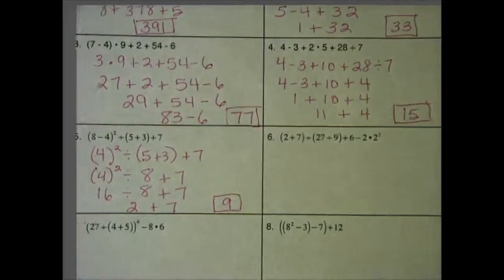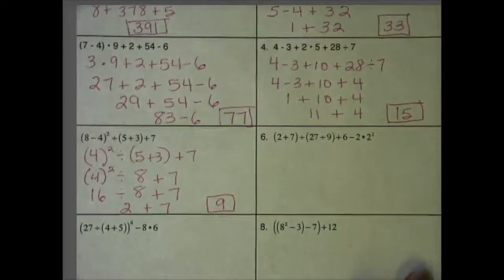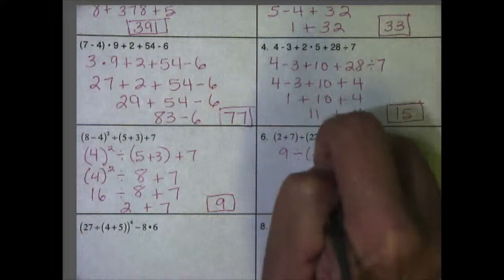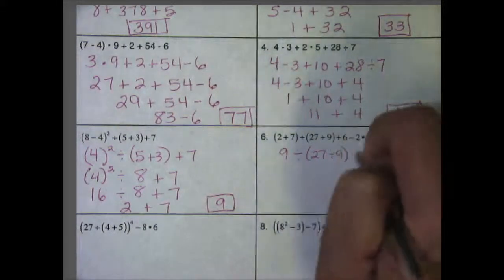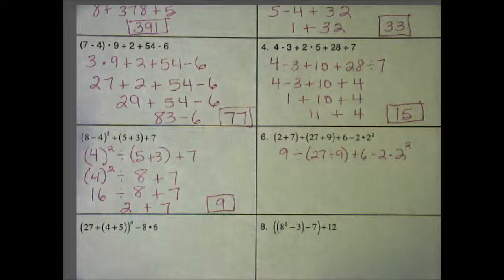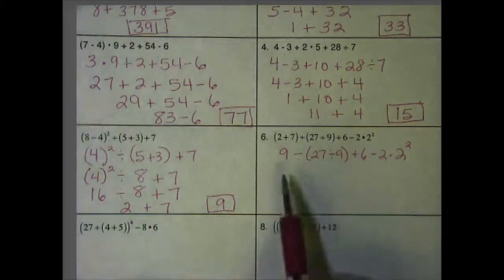Let's take a look at number 6. Number 6, we're going to do what's in parentheses first. So we have 2 plus 7 is 9, divided by 27 divided by 9, plus 6 minus 2 times 2 squared. Now remember, if I'm moving too quickly for you, you can always pause the video, take your time to write down what you need to write down, and then come back to complete.